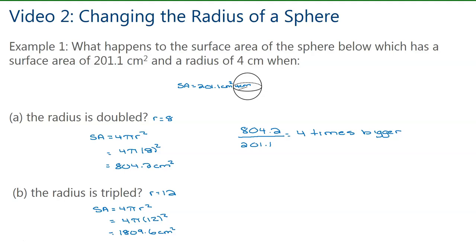So again it got bigger. But exactly how many times bigger did the surface area get? So we'll divide. 1,809.6 divided by 201.1 works out to be 9. So the surface area got 9 times bigger.